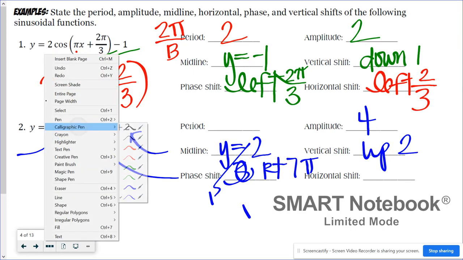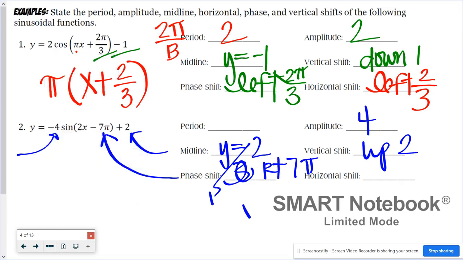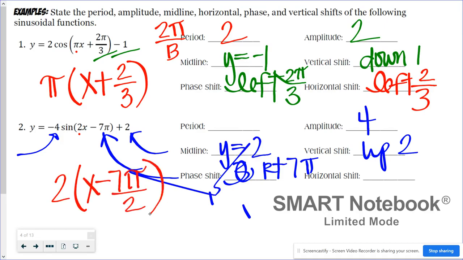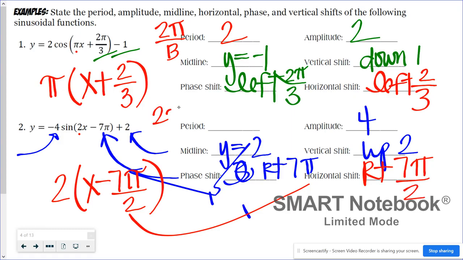For the horizontal shift and the period, we need to do some factoring. So we need to factor out that coefficient. So 2 comes out, and x minus 7 pi over 2 is what stays in. So what that tells me is that my horizontal shift is right 7 pi over 2. And the period, do the period math, 2 pi divided by that b value. So 2 pi divided by 2 is what I'm doing here, and I get the period as pi.